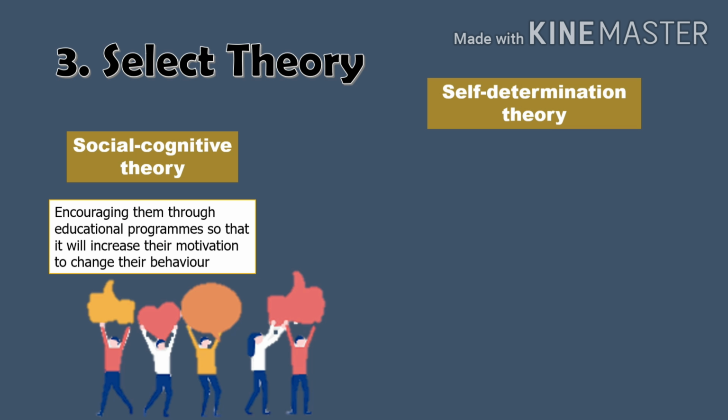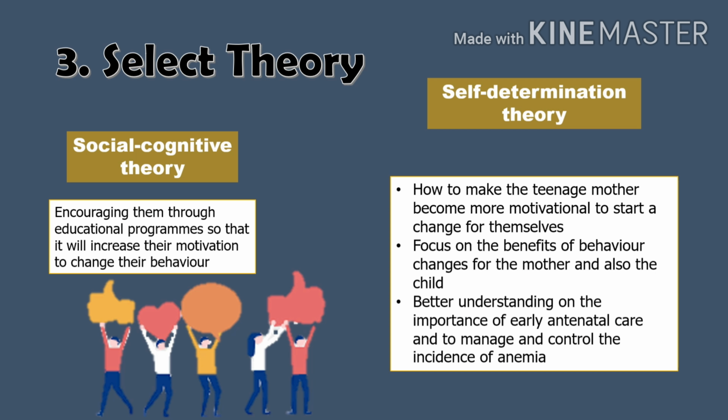The second theory that we have selected is self-determination theory. This theory has guided us on how to make teenage mothers more motivated to start a change for themselves. In this theory, we focus on the benefits of behavior change for the mother and also the child. A better understanding of the importance of early antenatal care, and managing and controlling the incidence of anemia, would help pregnant mothers to have better self-determination.